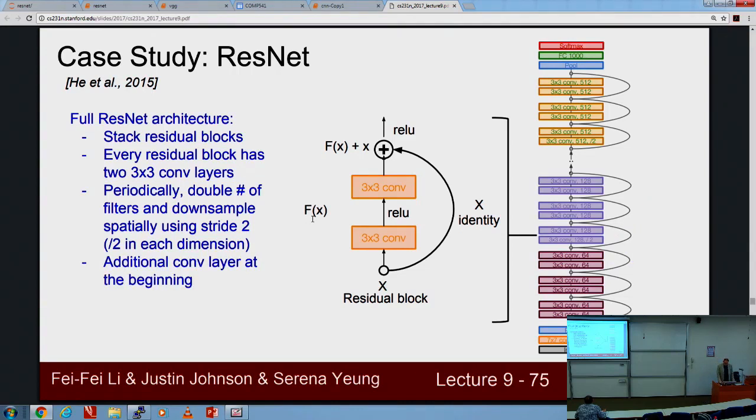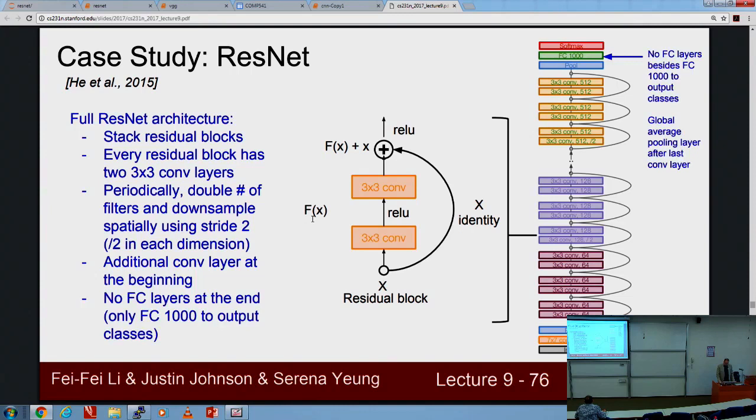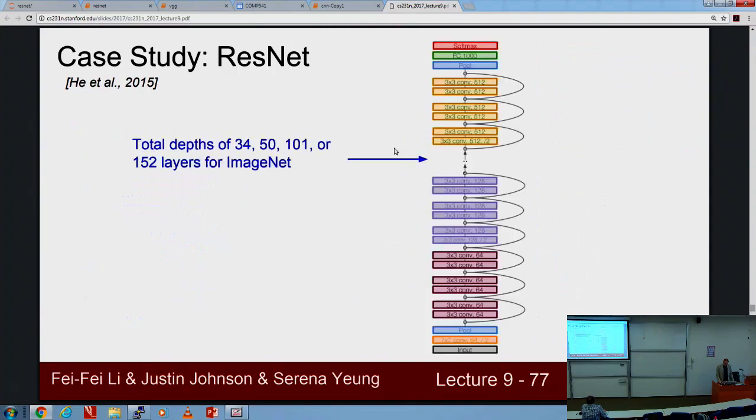There's an additional conv layer in the beginning to probably get the input size small. There are no fully connected layers because, as you know, they actually cost a lot of weights. So there is a single softmax layer that has 1,000 outputs. They actually tried different depths on ImageNet, starting from 30 to all the way to 150.